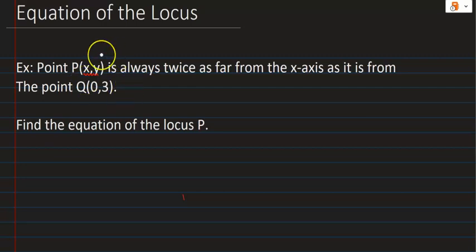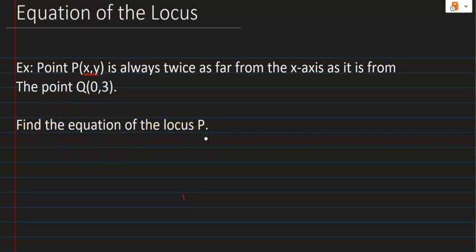All right, in this lesson, we're going to talk about the equation of the locus. So we have this example. We have a point (x, y) that is always twice as far from the x-axis as it is from the point Q, which is given by the coordinate (0, 3). We're going to find the equation of the locus, P.